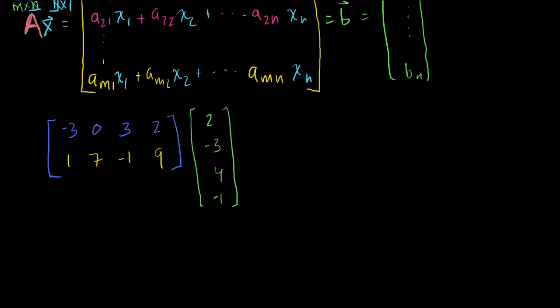So what is this going to be equal to? This is equal to, we essentially take the dot product. The first term of this is going to be the dot product of this first row with this vector.